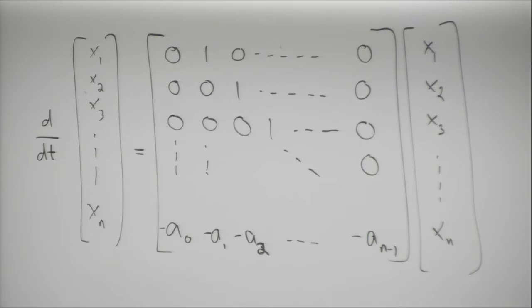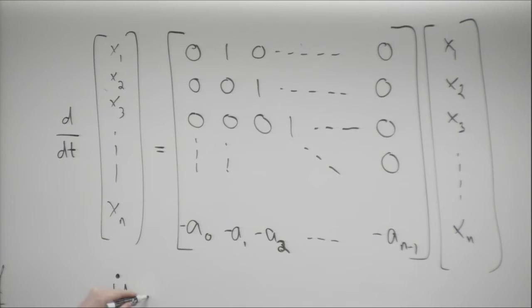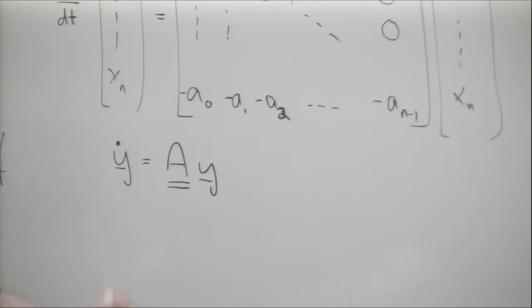So we took our high-order linear differential equation, and we wrote it as a system of first order. So there's nothing but first derivatives in this expression, which is kind of nice. And I can write this as a big vector y dot equals a big matrix A times my vector y. So this is kind of a general system.